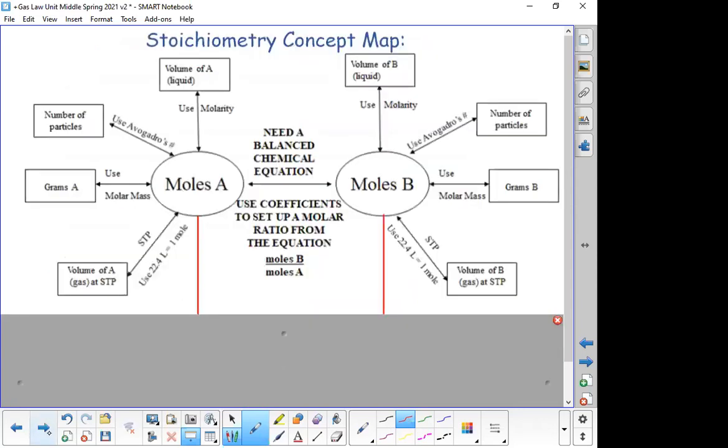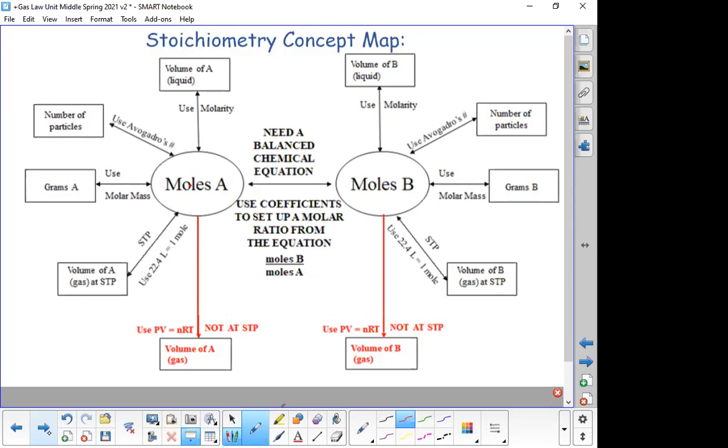What I want you guys to do, find that mole map. It's that top 10 orange handout. And I'm going to have you guys add to it. So we have done volume of a liquid to moles, use molarity. Number of particles to moles, use Avogadro's number. Grams to moles, use molar mass. Volume of a gas at STP is 22.4. But if you are not at STP and you want to go from volume of a gas to moles, you're going to use the ideal gas law.